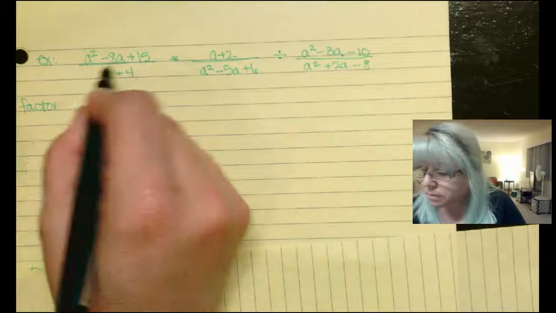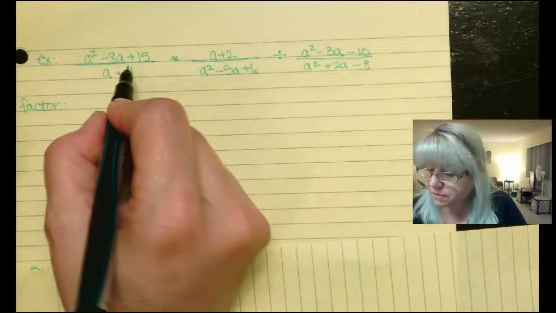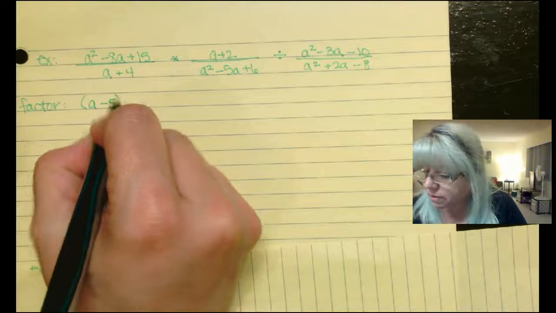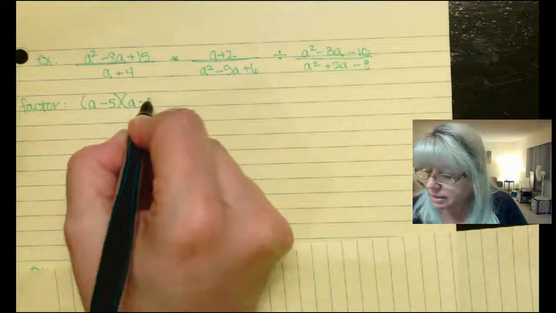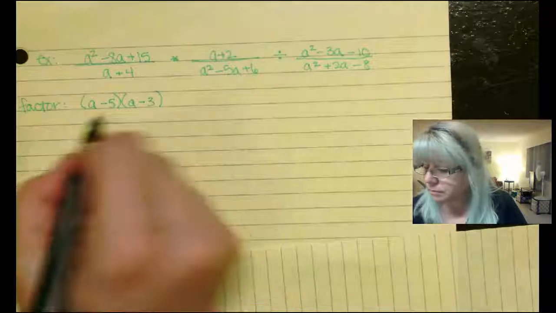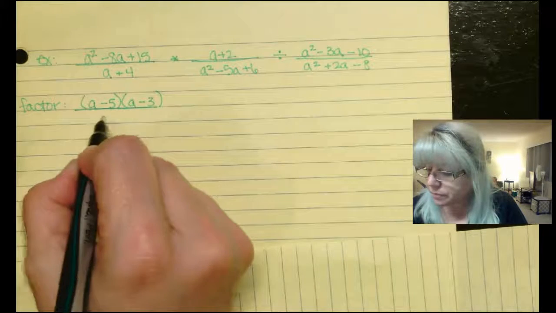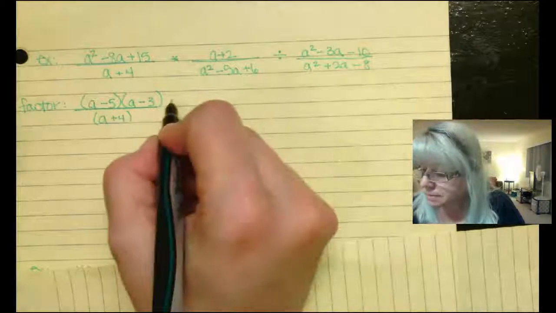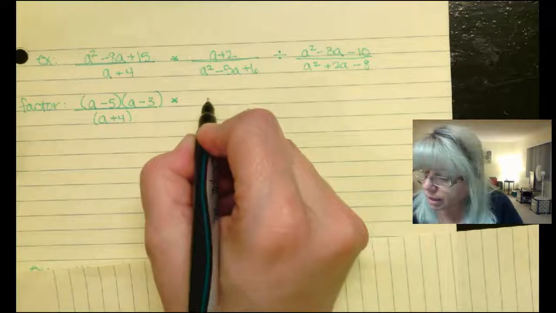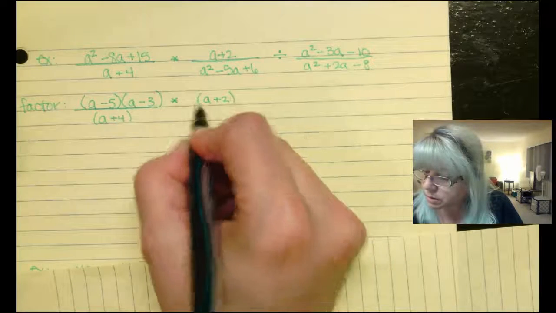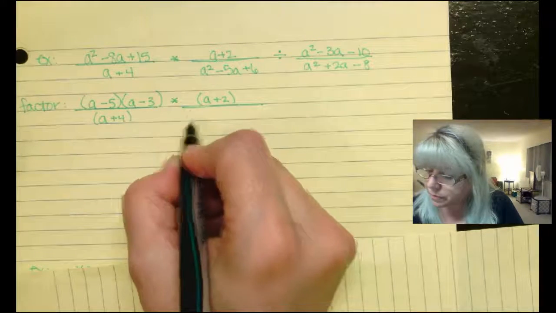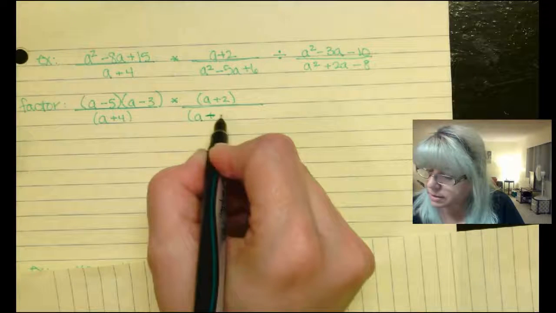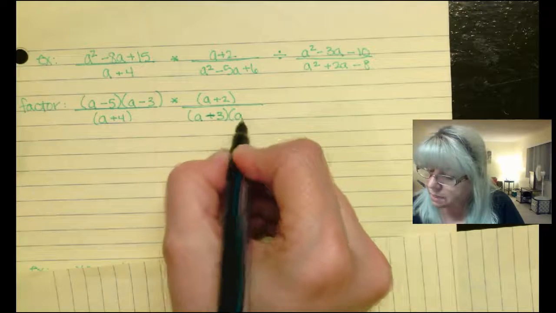All right, a squared minus 8a plus 15. It's going to be a minus 5, a minus 3, all over a plus 4, times a plus 2, all over a squared plus a minus 12, I mean 3a minus 2.